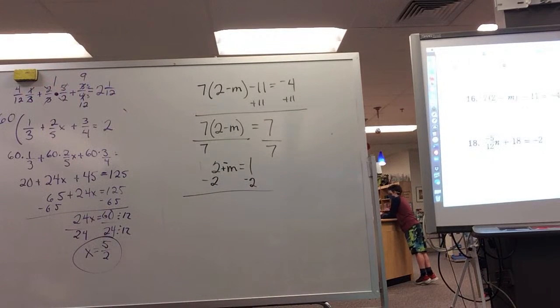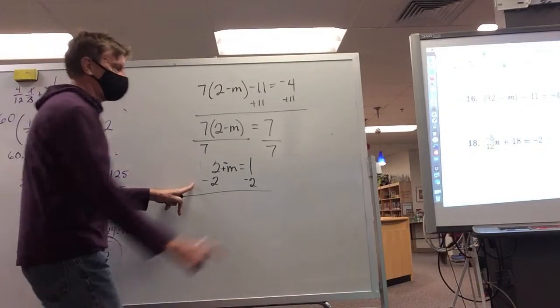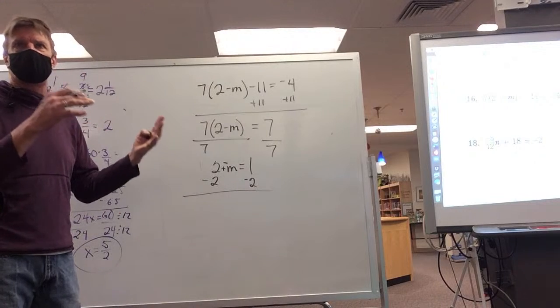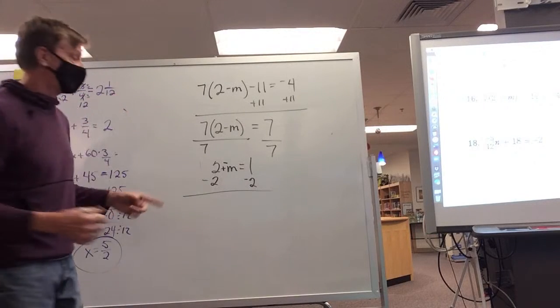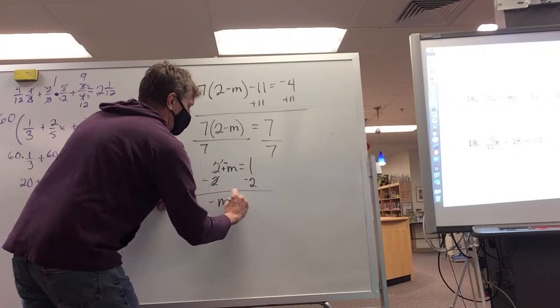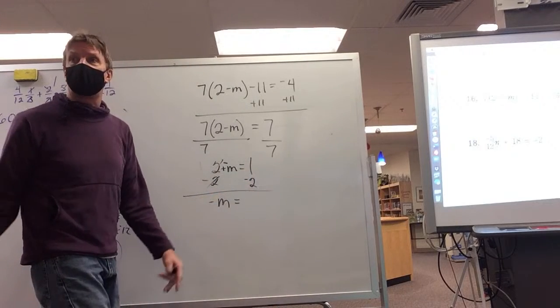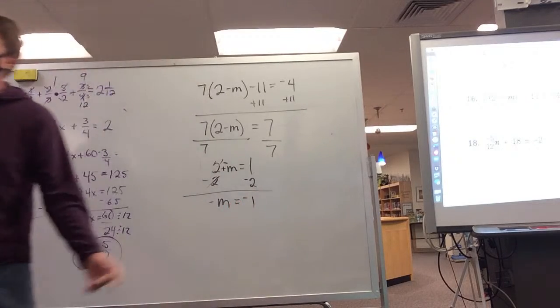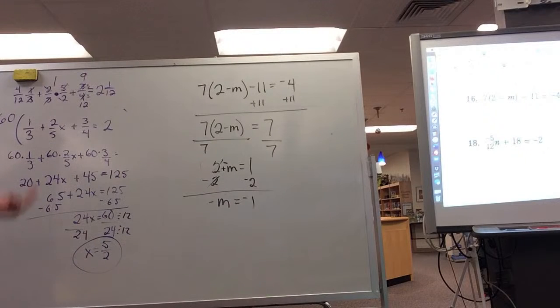Set it up right, and then trust the algebra. Trust the steps that you know are true. If I say I subtract 2 and I subtract 2, they're still equal. Trust it and see what it looks like. So that goes away. Now you're left with negative m. 1 subtract 2 equals negative 1. Okay, now the opposite of m is the opposite of 1.